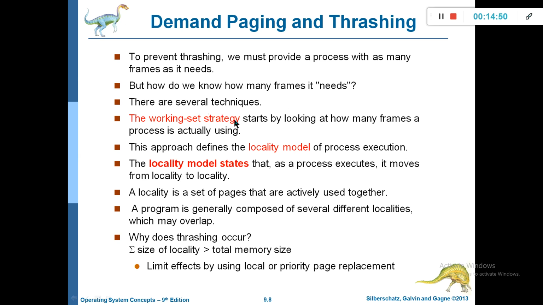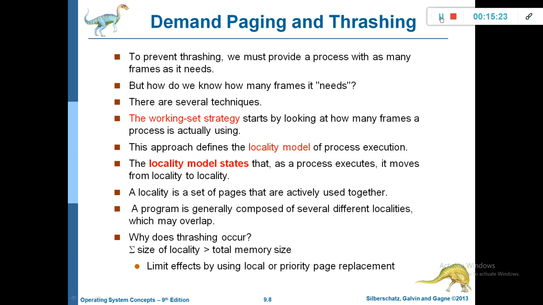One is the working set strategy. It starts by looking at how many frames a process is actually using. This approach defines the locality model of the process execution. The locality model states that as a process executes, it moves from one locality to another. When a page fault occurs, we are going to swap out some pages, or the entire process may also be swapped out and a new process swapped in.